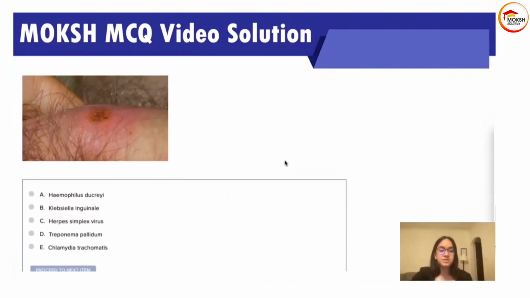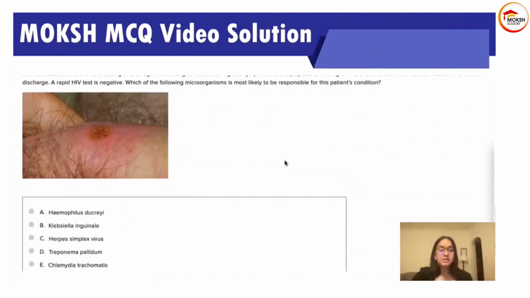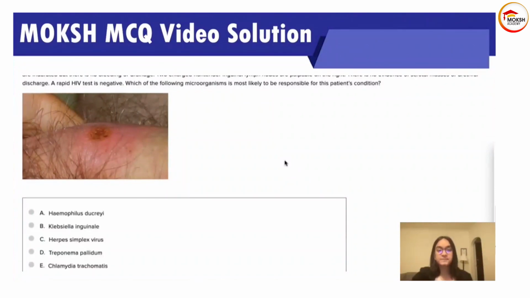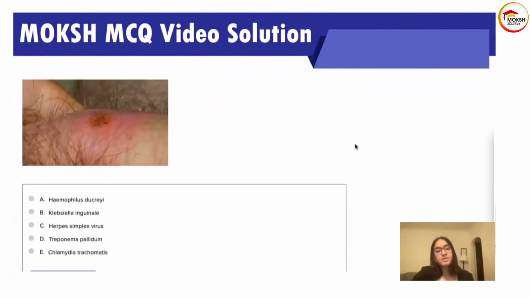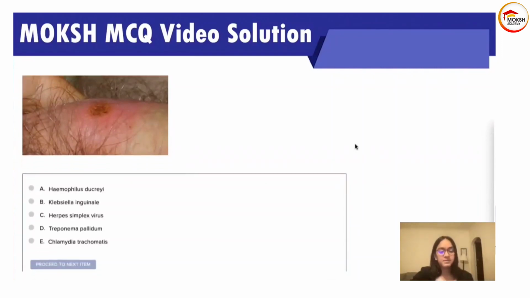So is it Haemophilus ducreyi, Klebsiella inguinale, HSV, Treponema, or chlamydia? So if you just pick up on the features of the ulcer, very simple question. First of all, he's denying any pain. So that would be essential to pick up on. It helps us rule out some of our differentials. And then the induration is another thing, and the painless lymphadenopathy. So I think pretty simple. We've done this in our previous classes as well.